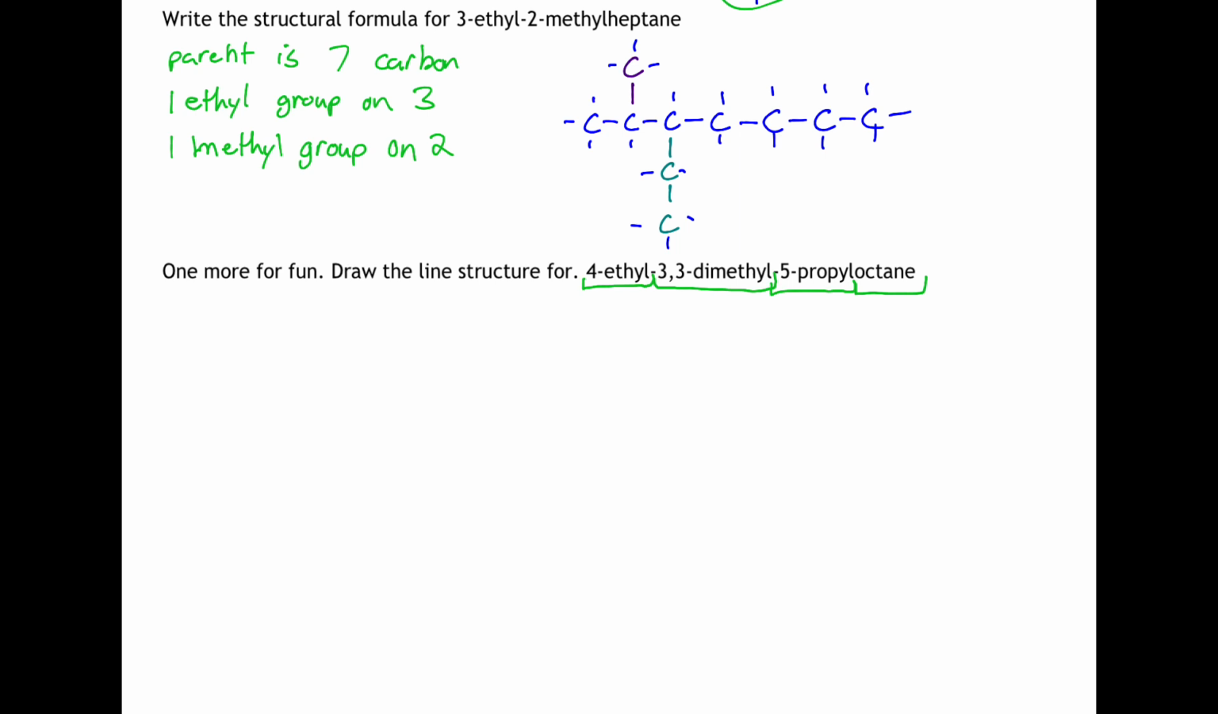Got lots of space so we can work with it. So I'm going to draw this one here. Parent is 8 carbon, 1 ethyl on... It's 3,3-dimethyl. What does that mean? How many methyl groups are there? 2. Where are they?